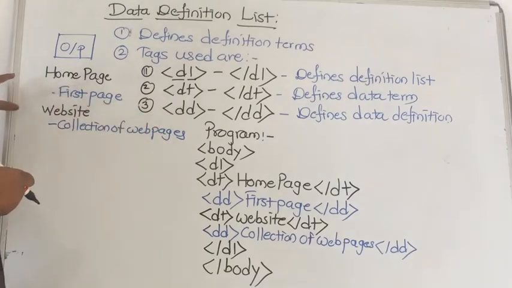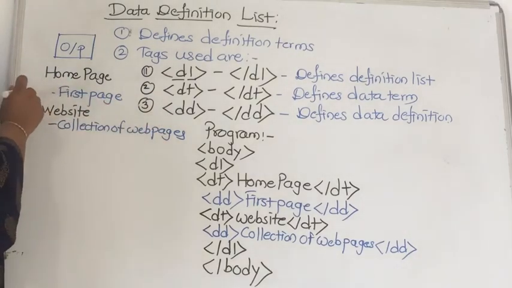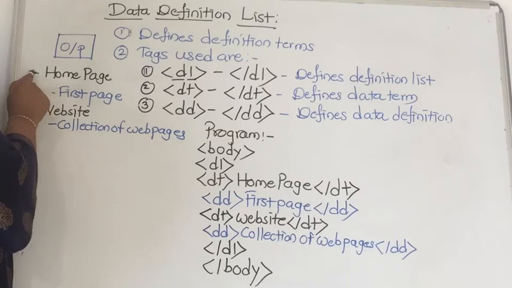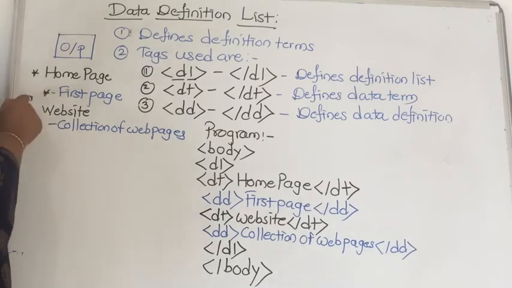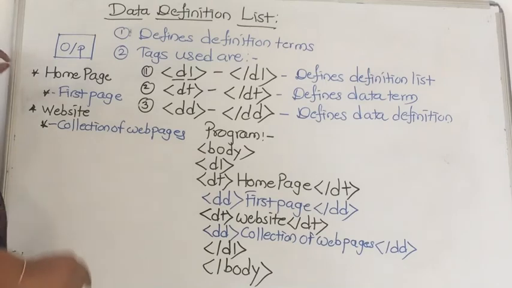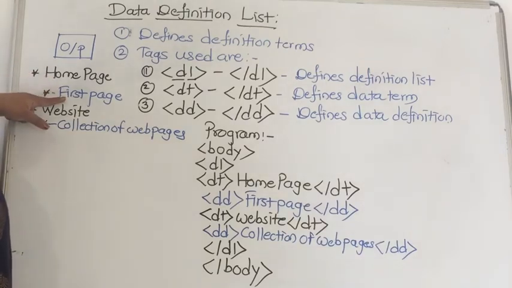Now let's see the output. One output for this: the home page is my definition term and first page is my definition. Website is my definition term and collection of web pages is my definition. So here to write the home page I will use DT, to write the first page I will use DD, again to write the website I will use DT because it is a definition term, and to write the collection of web pages I will use DD because it is the definition.